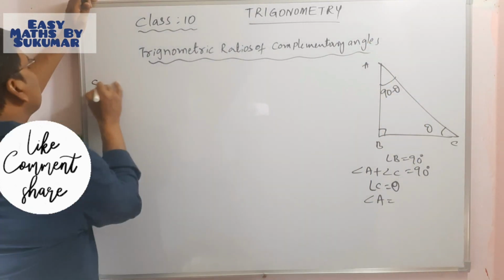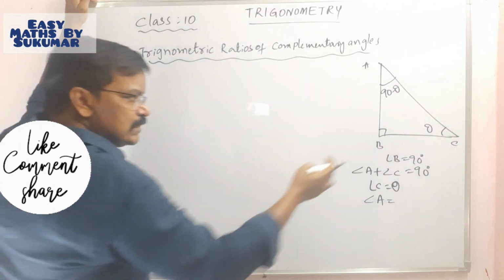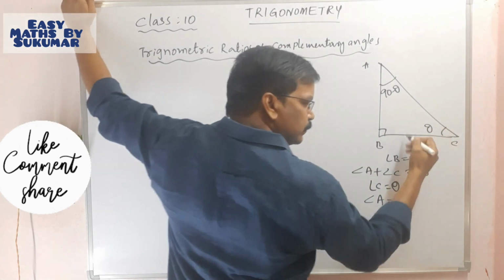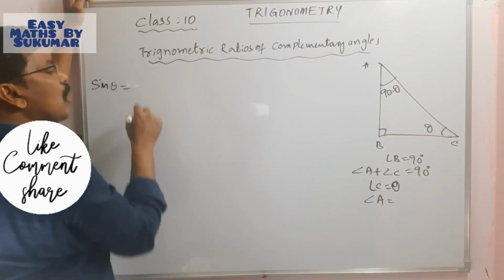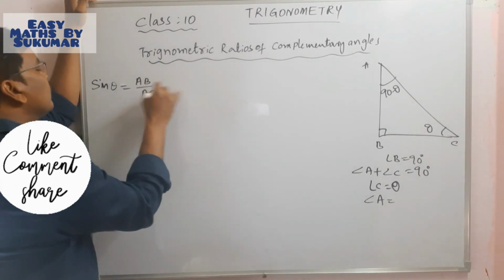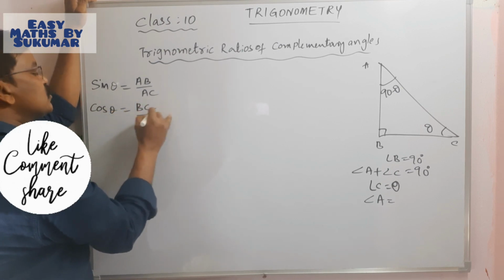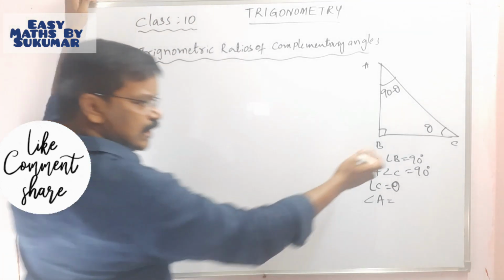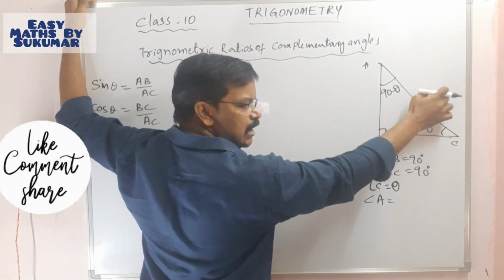You know the 6 trigonometric ratios. Suppose theta is an acute angle. What is sine theta? Opposite side by hypotenuse, that is AB by AC. What is cos theta? Adjacent side by hypotenuse, that is BC by AC.